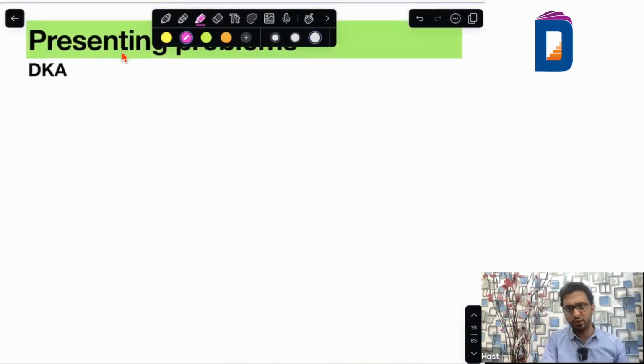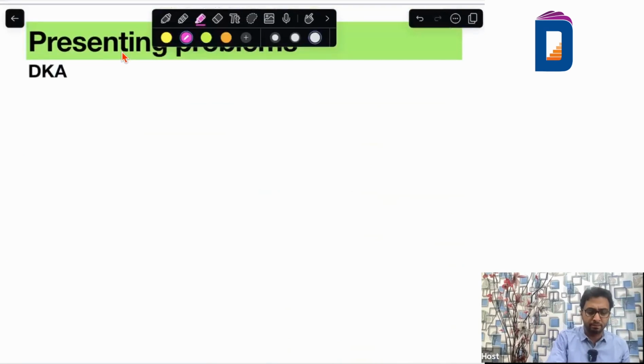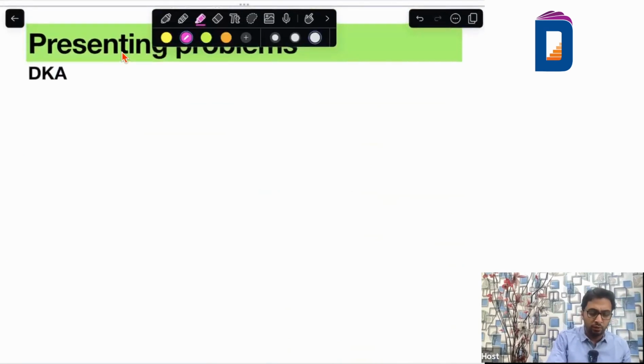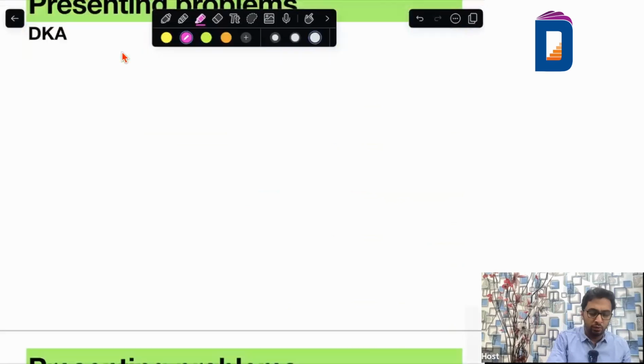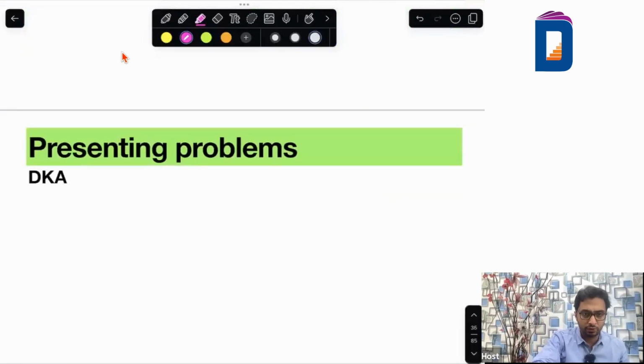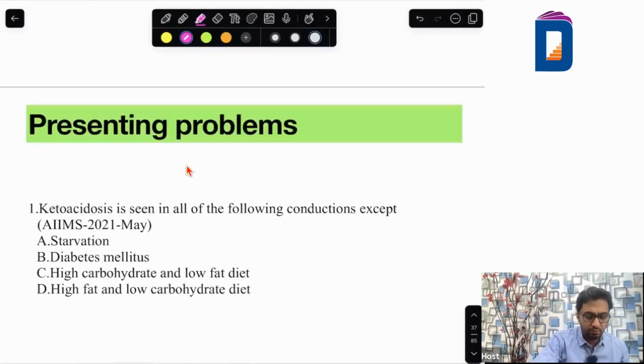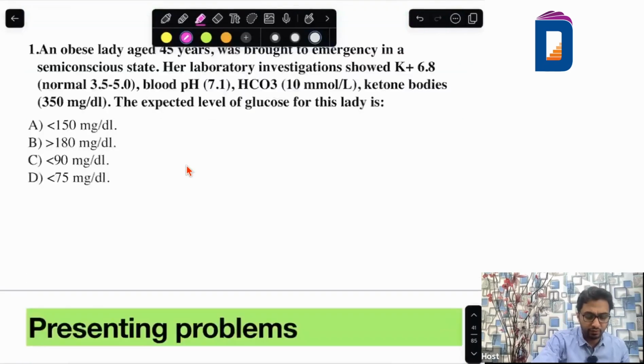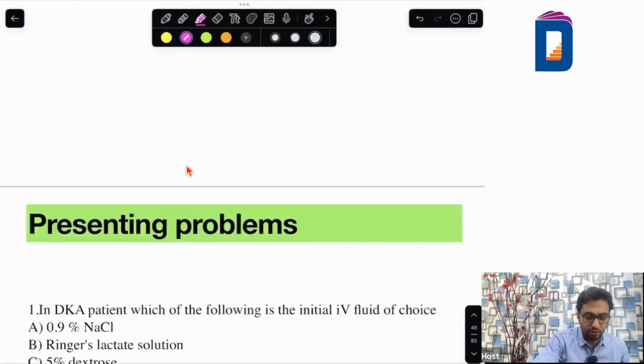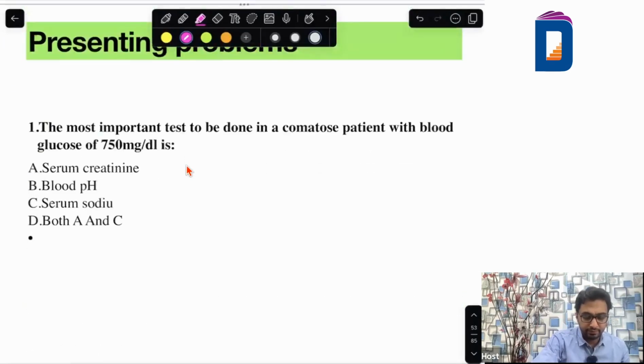I wanted to finish this also, but we'll do presenting problems and the complications in the next class. I guess. How much more? We'll make it less stress. Learn this, and what we have is DKA. Presenting problems, enough is there. A lot is there. Anyway, we won't be able to finish them up.